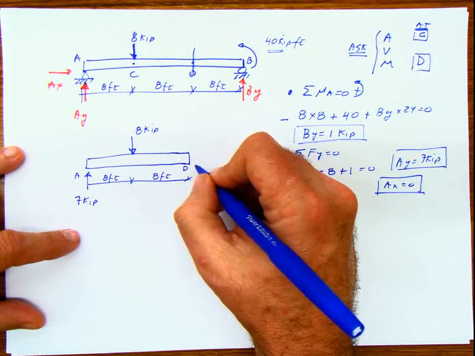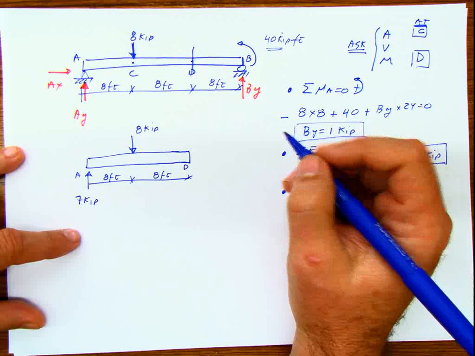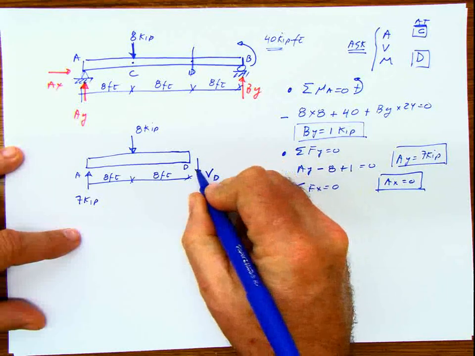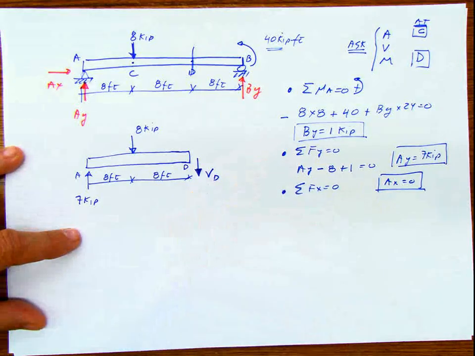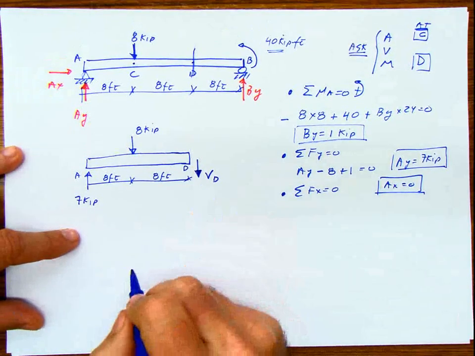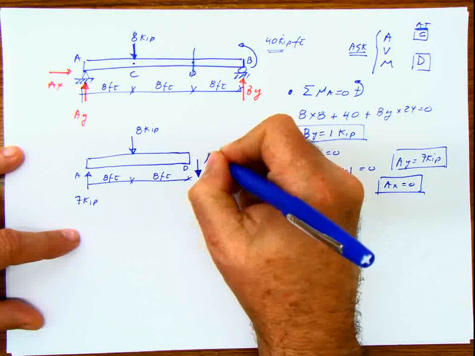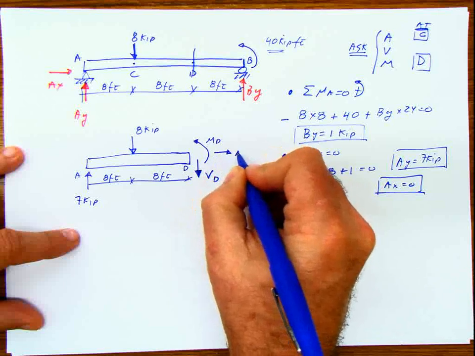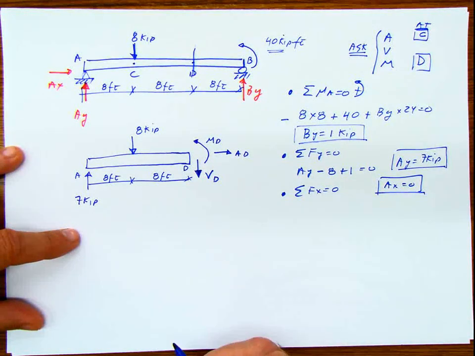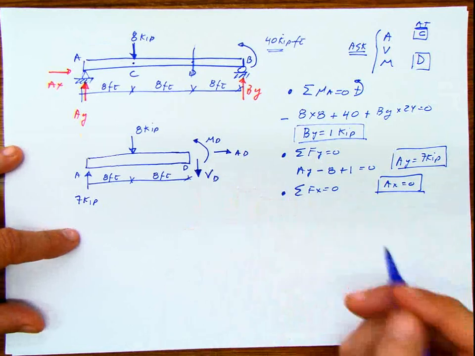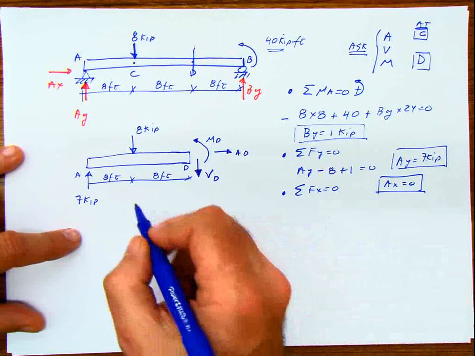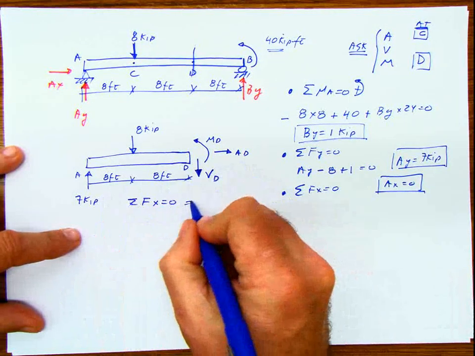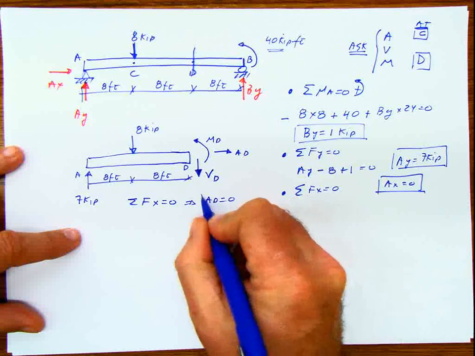Remember, we said that here we have to have a set of internal forces, and those internal forces are going to be a shear at D. Notice, once again, I'm putting the shear in the accepted convention for positive, which is this one. Moment at D, and axial at D. What do I do? The same thing that we have done before: summation of forces, summation of moments. Summation of forces in X equals 0. That implies that AD is 0 because I don't have any other force.